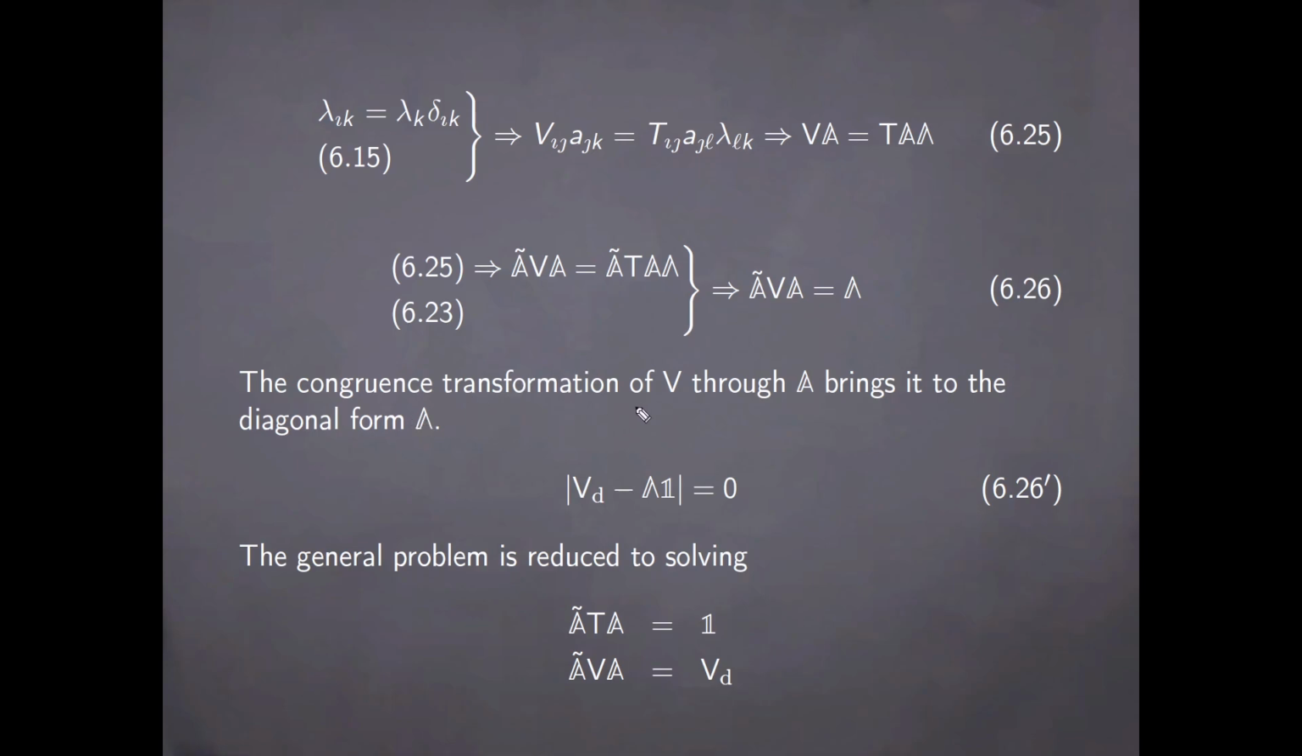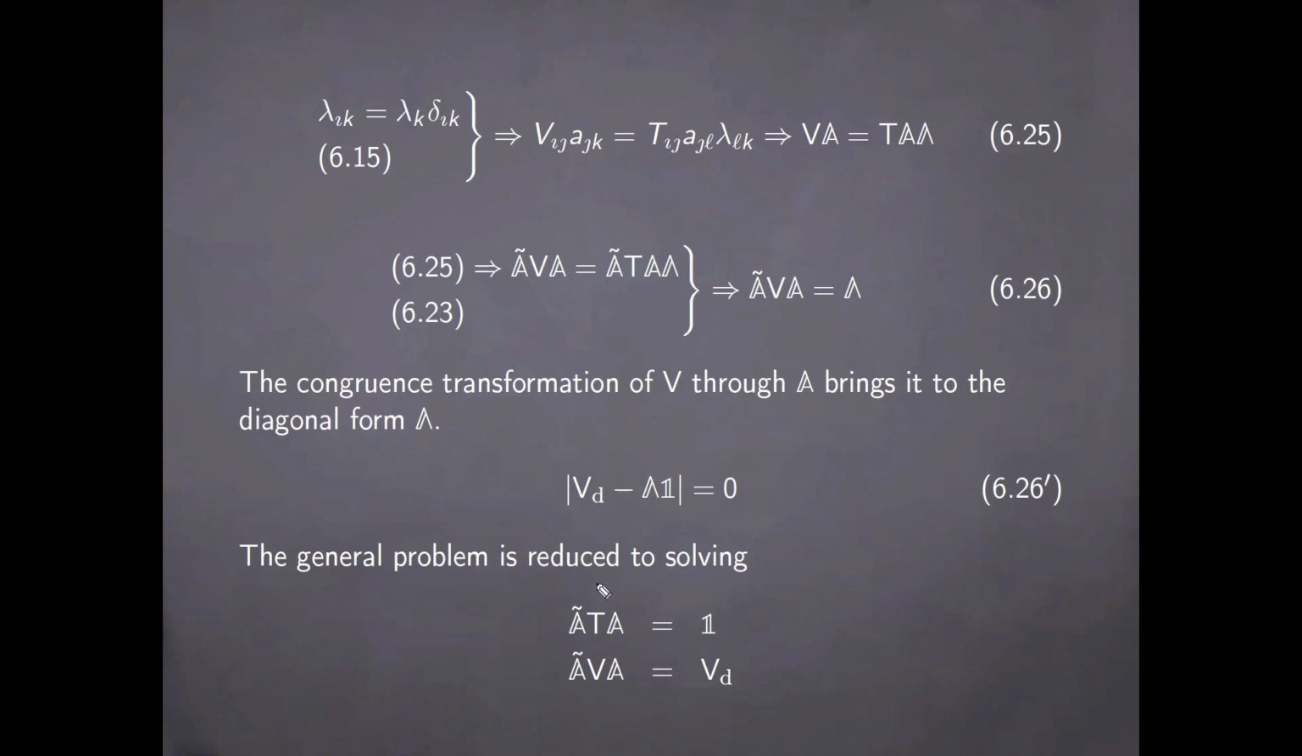So transforming the operator V through the eigenvectors matrix by congruence brings it to the diagonal form lambda, where this matrix has just the eigenvalues on the diagonal line. This is equivalent to writing the eigenvalue problem in the form of a secular equation, where we need to calculate the determinant of a matrix given by the difference between the diagonal form of the operator V and the eigenvalues matrix.